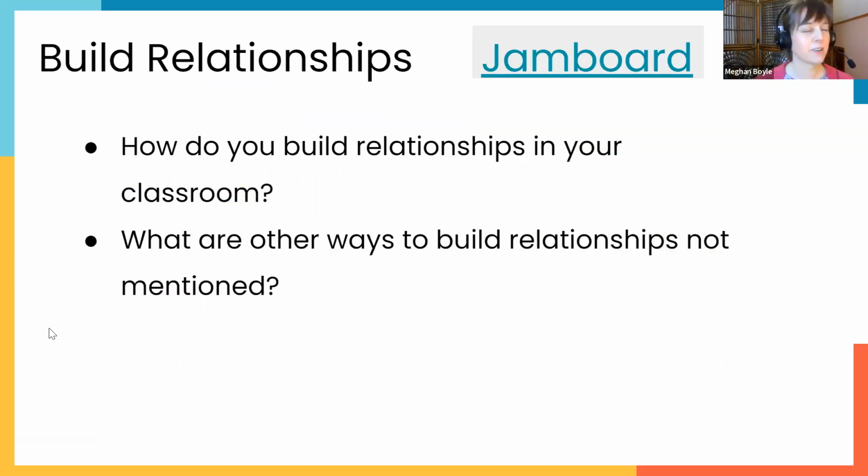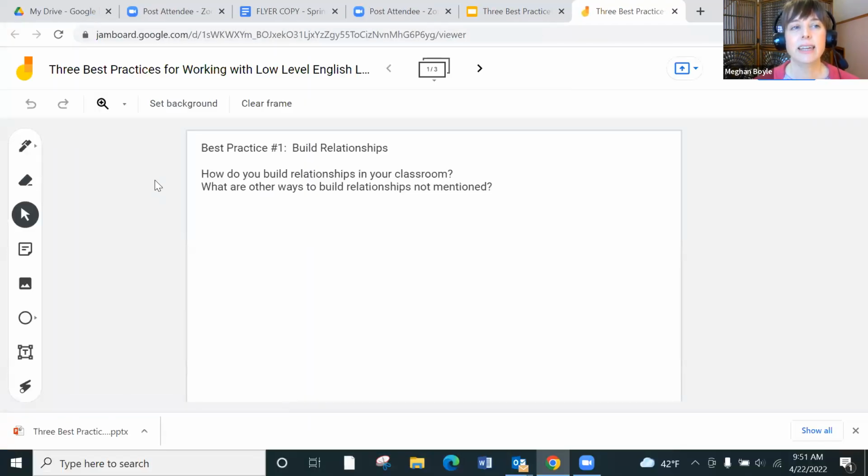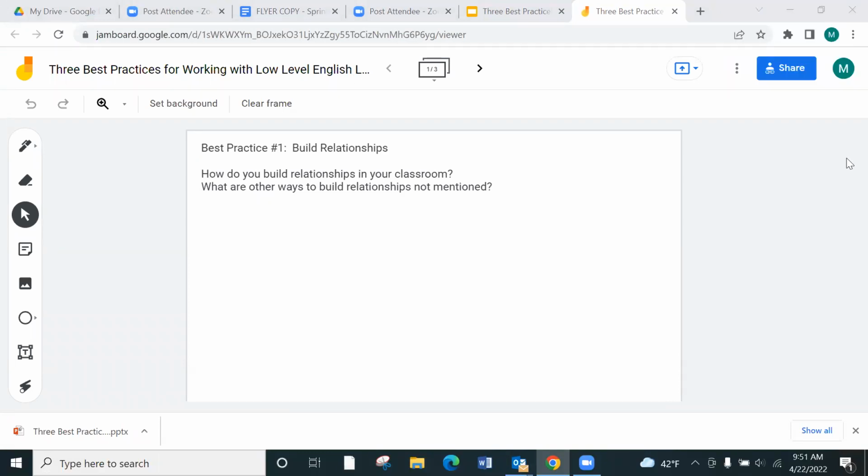So here's our first foray into the Jamboard. All right, so we want to hear from you, want to get your ideas, and this Jamboard link is embedded in the slides. So when you come back to these slides later today or tomorrow, you'll be able to access your colleagues' ideas through the link. So I want you to think about, how do you build relationships in your classroom? And what are other ways to build relationships not mentioned? So as I click on that Jamboard link, are you seeing the Jamboard? We are. Wonderful. Thank you, Patsy.